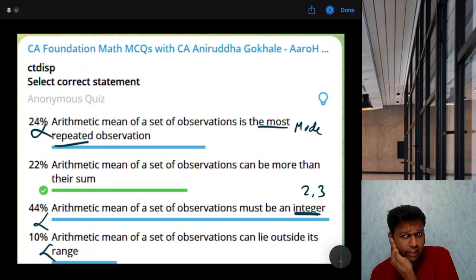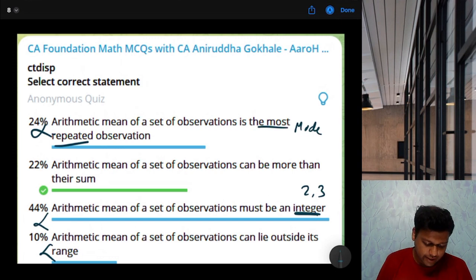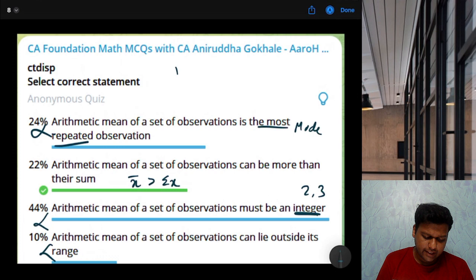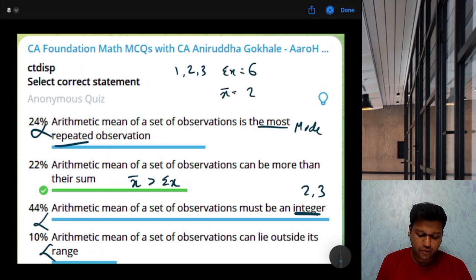Arithmetic mean of a set of observations can be more than their sum. So they are saying x bar, arithmetic mean, can be more than summation x. Is that correct? Let's see. Let's say we have 1, 2, 3. What is summation x? 6. And what is x bar? 2. In this case, that is not correct because mean is less than sum.